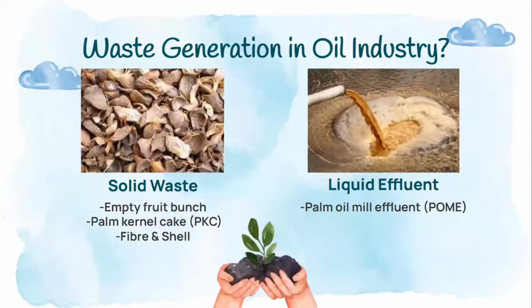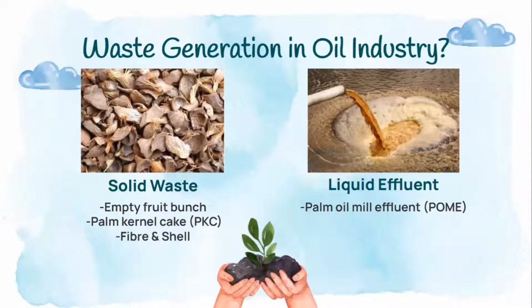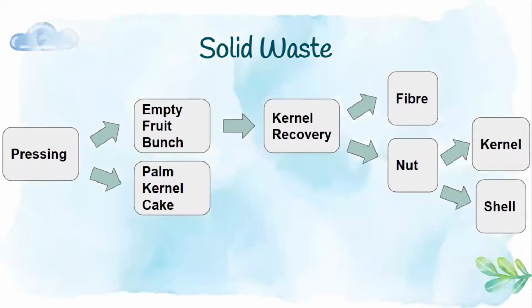Next, I will explain about the suitable waste management technique for the waste produced. There are two types of waste, which are solid waste and liquid effluent. For solid waste, there are empty fruit bunch, palm kernel cake, PKC, and fiber and shell. For liquid effluent, there is palm oil mill effluent, which is POME. This is the structure for how solid waste is produced.